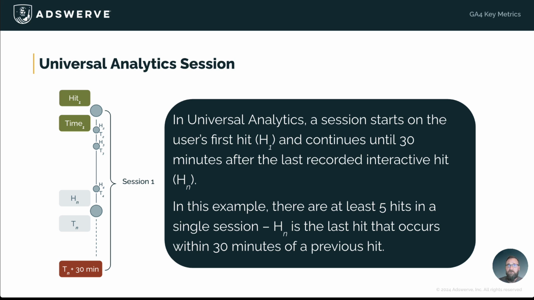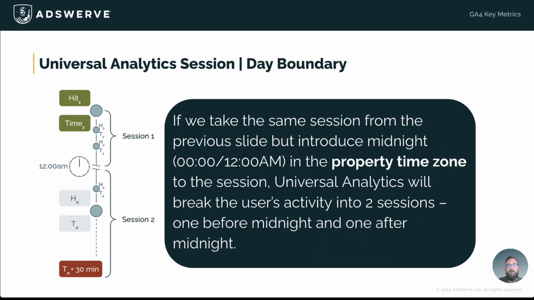There are 2 scenarios in Universal Analytics that we need to consider in addition to this basic session scenario. The first of those is the day boundary scenario. The day boundary is midnight in the property time zone. So for instance, if your business is in New York and the admin has configured the property time zone for Eastern, then if a user is on the site at 8:50 p.m. Pacific from California, they're actually getting close to that day boundary.